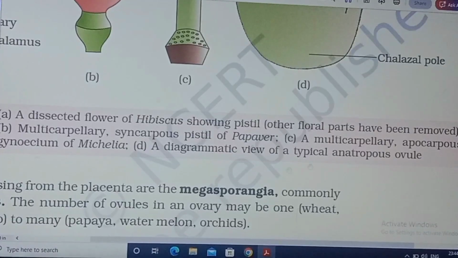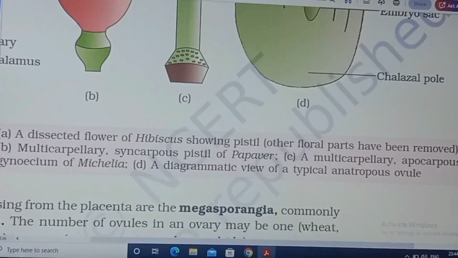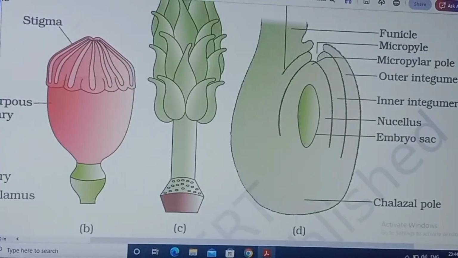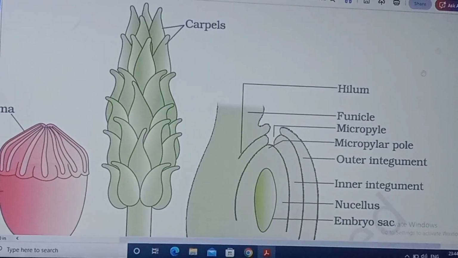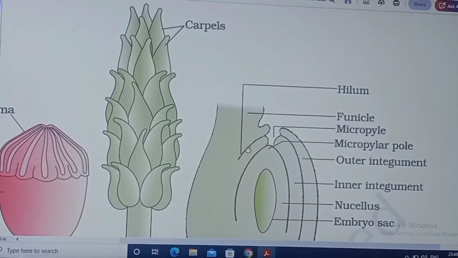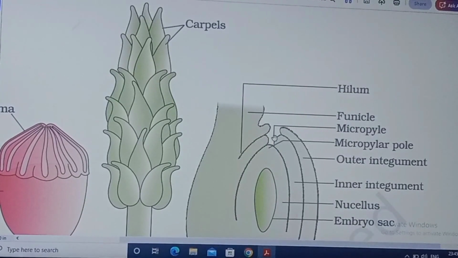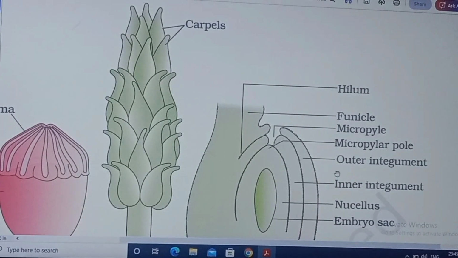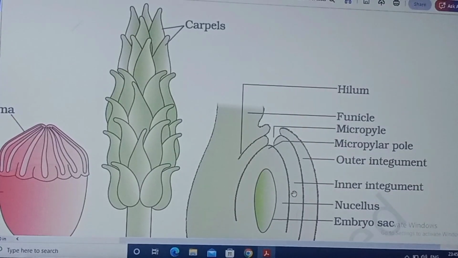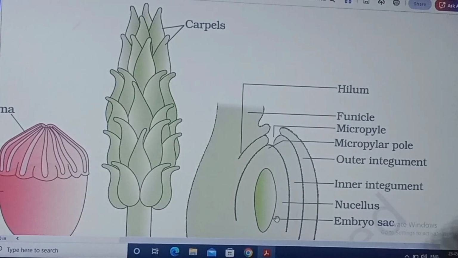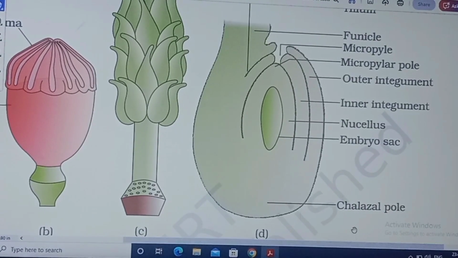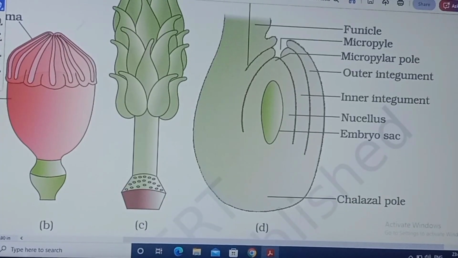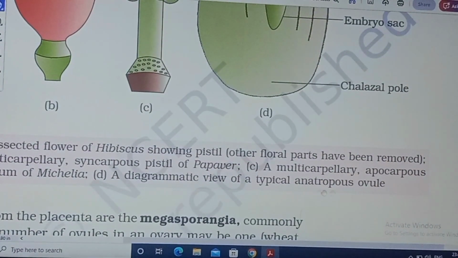This is the diagrammatic view of an anatropous ovule, D. Now I will explain D. This is the xylem part. This is the funicle part, and this is the micropyle where the integuments are not fused. This is the outer integument, this is the inner integument, this is the nucellus, this is the embryo sac, and this is the chalazal pole. This is a diagrammatic view of the anatropous ovule.